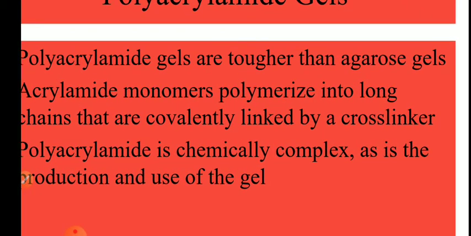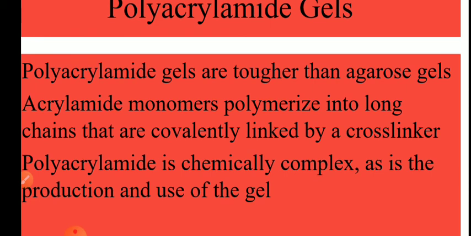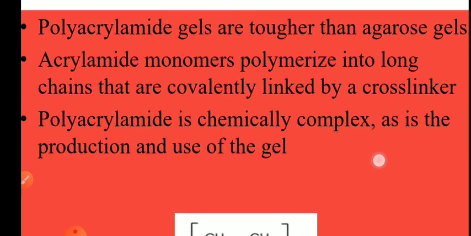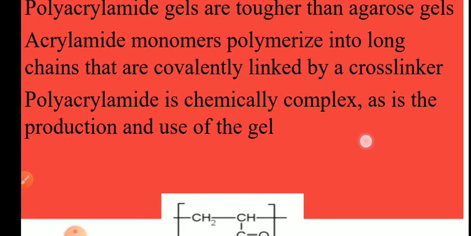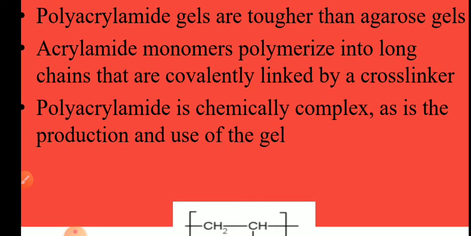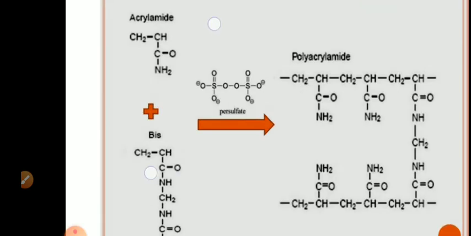Now, polyacrylamide gels are tougher than agarose gels because the pore size is small also. It is prepared by polymerizing acrylamide and bisacrylamide, so it is a little bit tougher than agarose. Acrylamide monomers polymerize into long chains that are covalently linked, or cross-linked. Polyacrylamide is chemically complex, as is the production and use of the gel. So its production is also a little bit complicated.